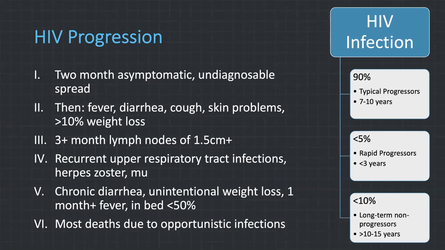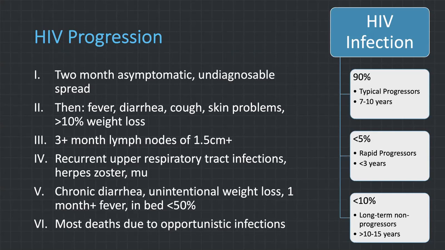Most people progress through several stages fairly typically, where they have several months of asymptomatic spread. They don't realize that they have it, and they can still spread it to other people. And then they develop fever, diarrhea, cough, weight loss, lymph nodes, eventually upper respiratory tract infections. They're in bed about half the time.